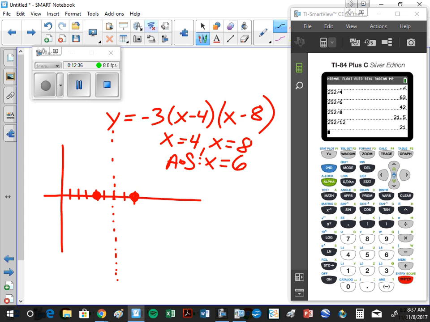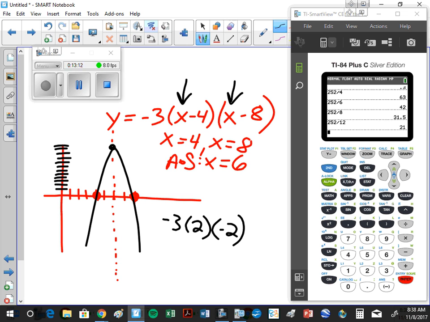Okay. Then what do I do? Plug 6 into the equation. I put a 6 here and a 6 here, and I get -3 times 6 minus 4 is 2, times 6 minus 8 is -2. -3 times 2 is -6, and -6 times -2 is -12, or sorry, +12. I go up 12. And the graph looks like that. Does that make sense? Okay.